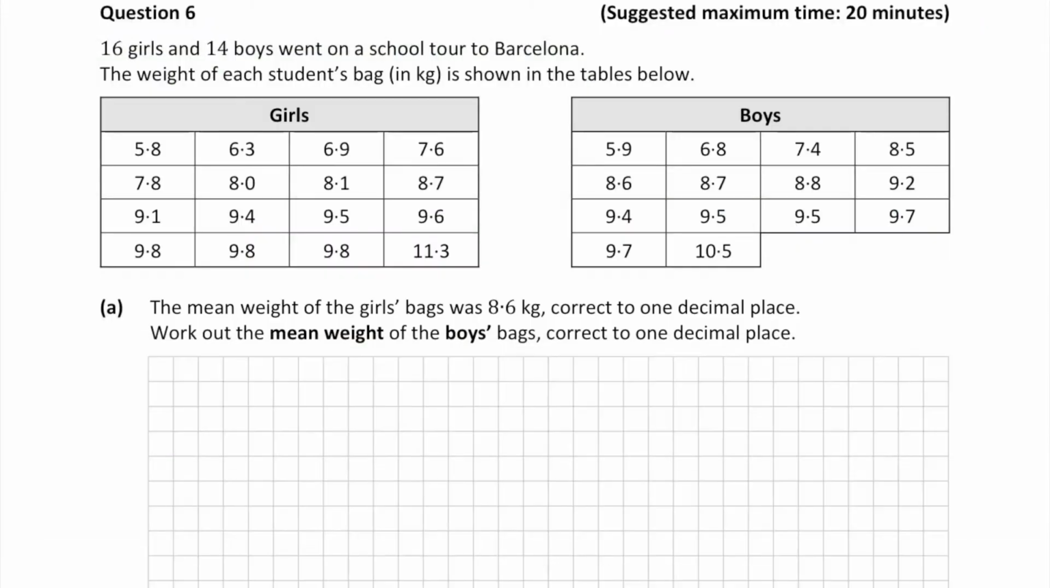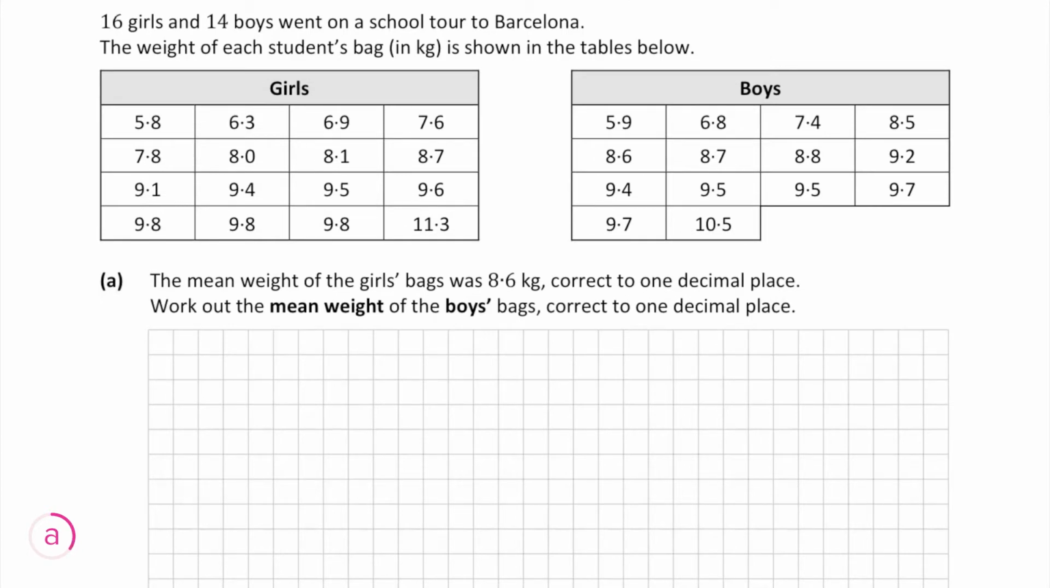Here's today's question, which is a long one, and is worth 40 marks. We're told that a class went on a school tour to Barcelona, and we're given two tables showing the weight of each of the students' bags in kilograms. We have to calculate the mean weight of the boys' bags, correct to one decimal place.